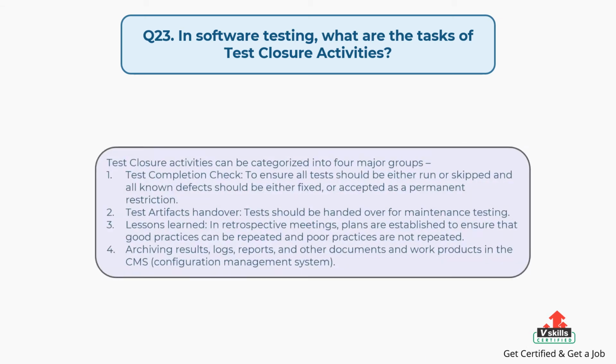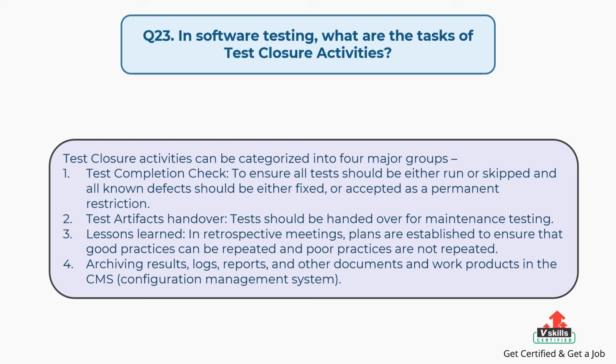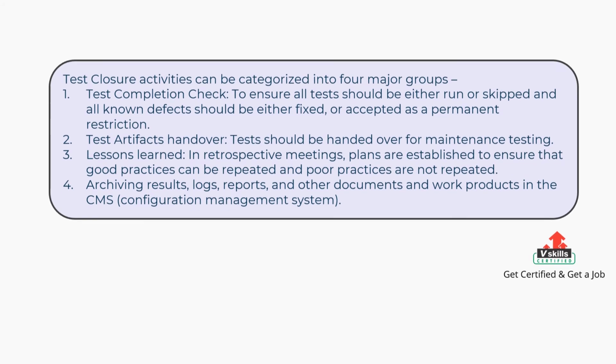The answer is, test closure activities can be categorized into 4 major groups. First, test completion check. To ensure all tests should be either run or skipped and all known defects should be either fixed or accepted as a permanent restriction. Second, test artifacts handover. Tests should be handed over for maintenance testing. Third, lessons learned. In retrospective meetings, plans are established to ensure that good practices can be repeated and poor practices are not repeated. Fourth, archiving results, logs, reports, and other documents and work products in the configuration management system.